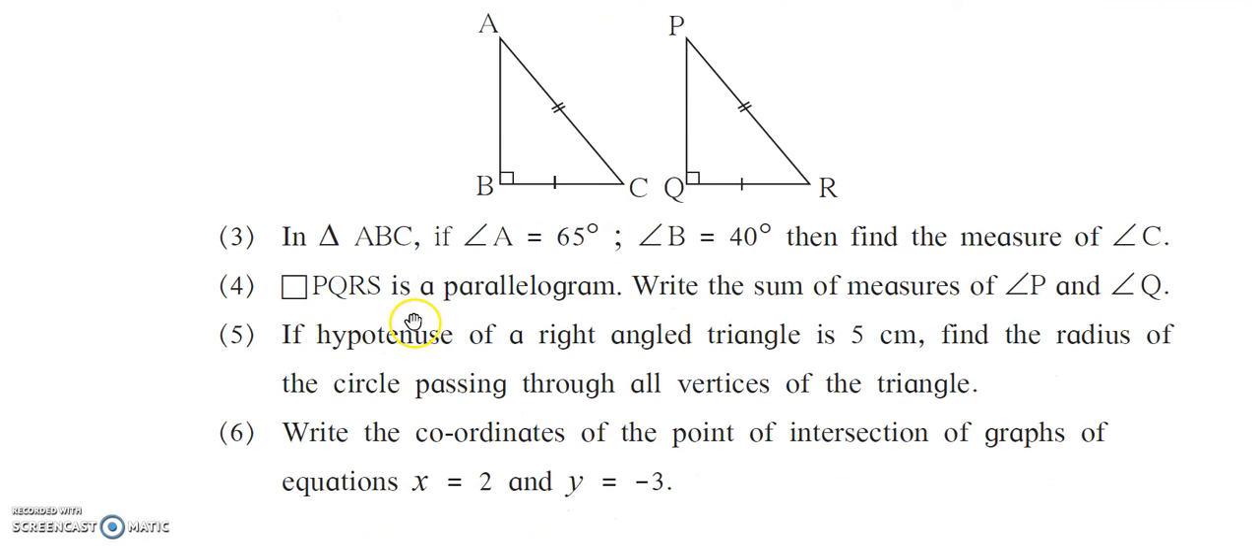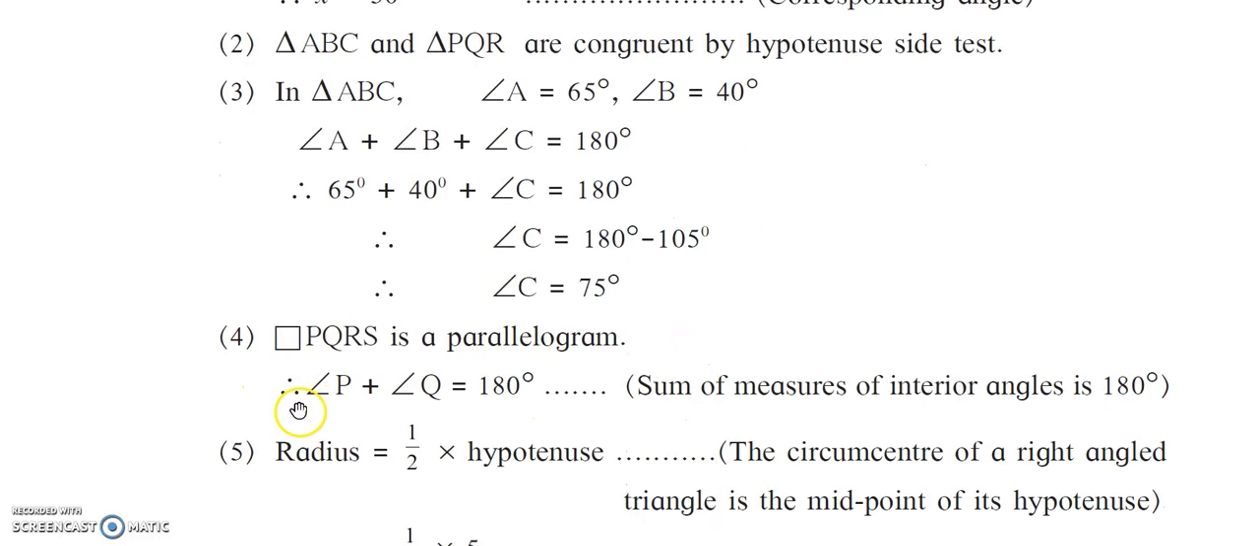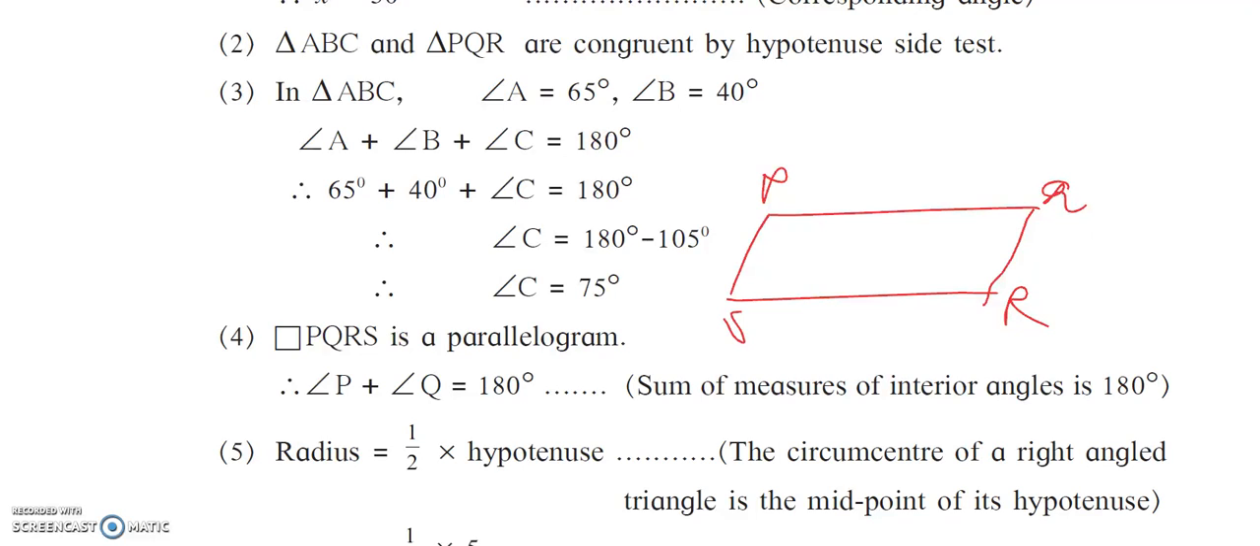Quadrilateral PQRS is a parallelogram. Write the sum of measures of angle P and angle Q. Now these two are adjacent angles and it's very simple. The sum of the measures of adjacent angles of a parallelogram is 180. Quadrilateral PQRS is a parallelogram, so angle P plus angle Q is equal to 180. They are the interior angles. Now suppose that this is the parallelogram. Draw this figure P, Q, R and S. Now these two lines are parallel and this is their transversal, and therefore this is 180. Now next question.